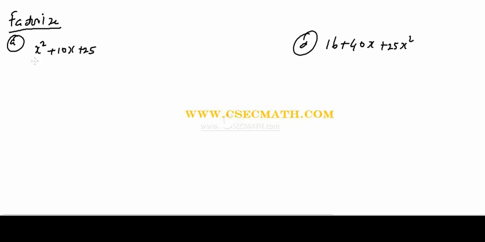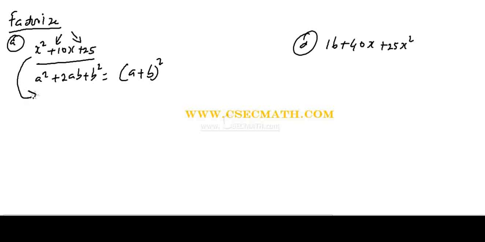We have to convert this system into a form of a perfect square. That is, we know two important formulae, but we need to use only one. That is, a squared positive 2ab positive b squared is equal to a positive b the whole squared. We are using this formula because we see the presence of positive sign all through the given system. So clearly x squared positive 10x positive 25 can now undergo the following change.